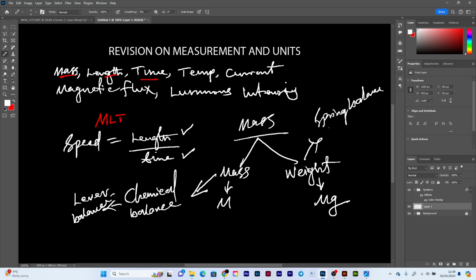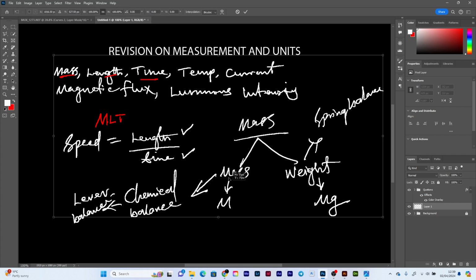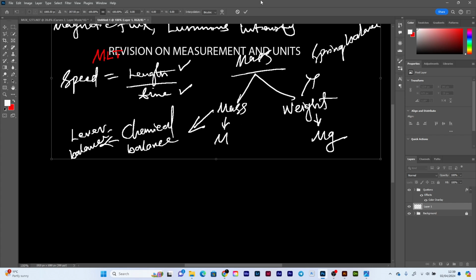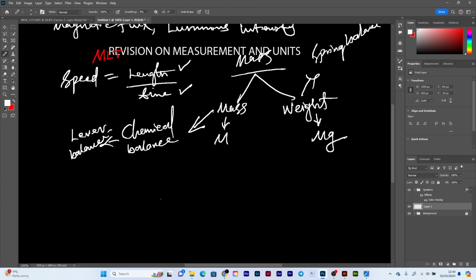Now, in some cases, the examiner wants to ask you if you actually understand the principle that all these instruments are based on. Whenever a question comes to test if you understand the instrument used in measuring this, it usually tests if you understand their working principle as well. So what do I mean by the working principle? The lever balance or the chemical balance work based on the principle of moments.